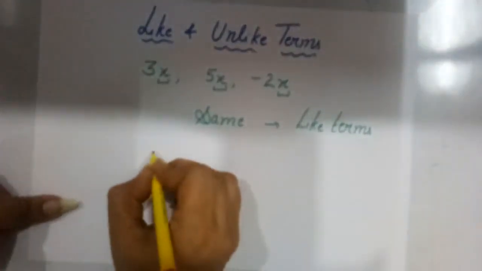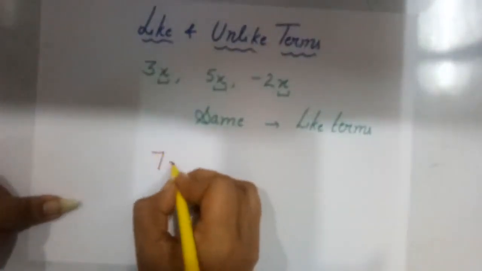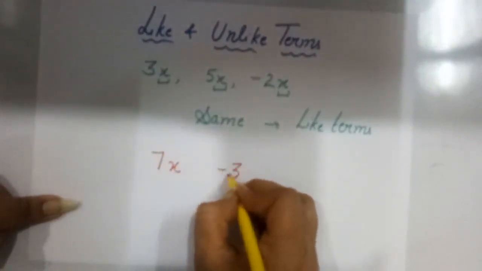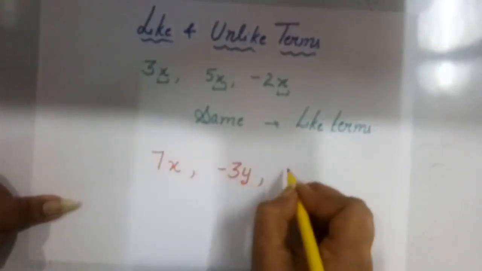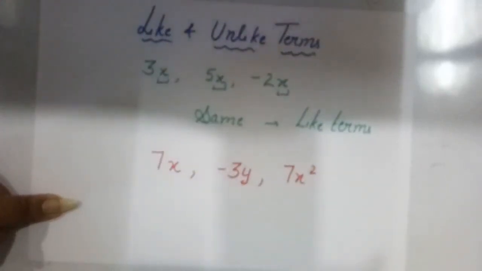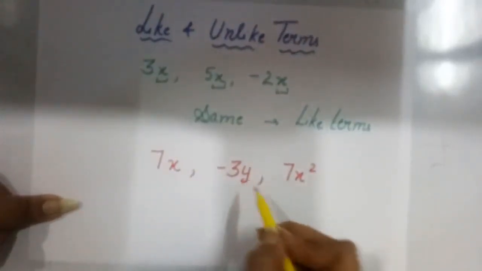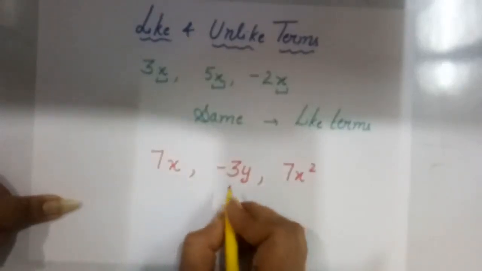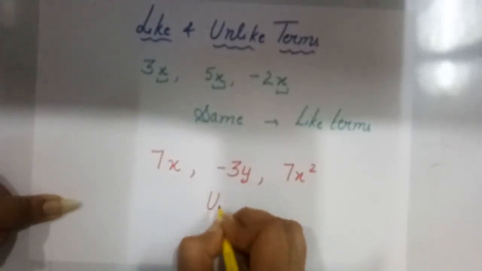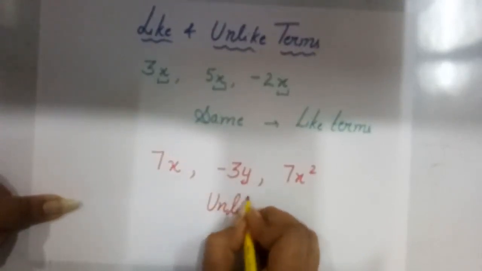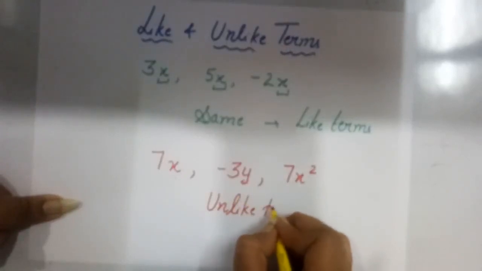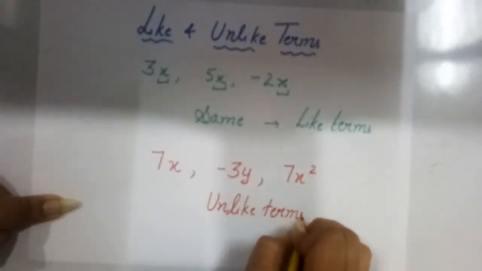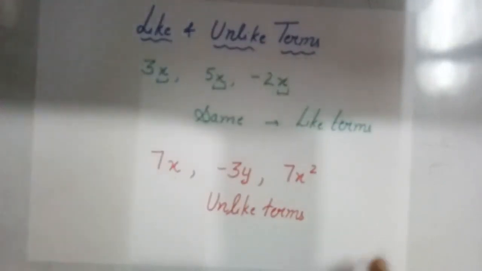Now look at these variables. These terms have variables 7x, minus 3y, 7x square. So here the variables are x, y and x square. These are not the same. The terms having different variables are called unlike terms. So in this way we can identify the terms which are like or unlike.